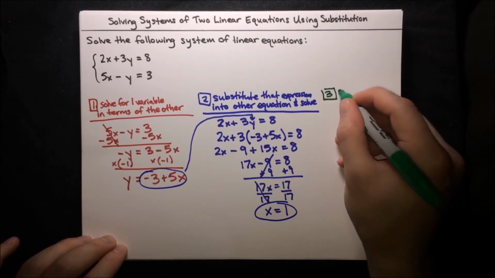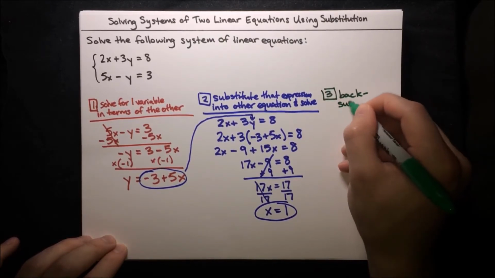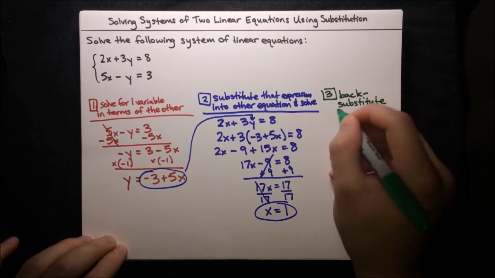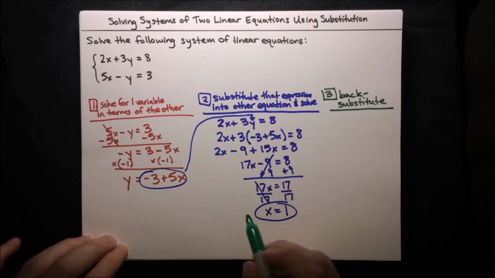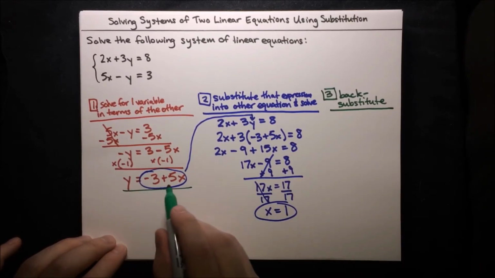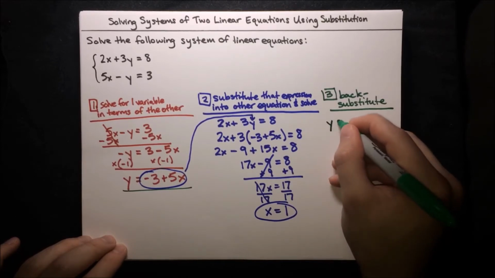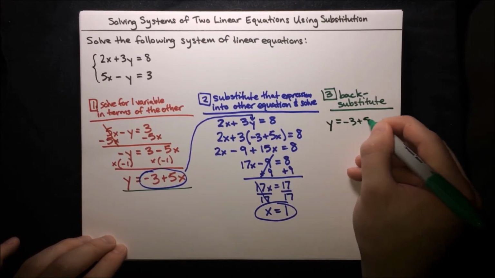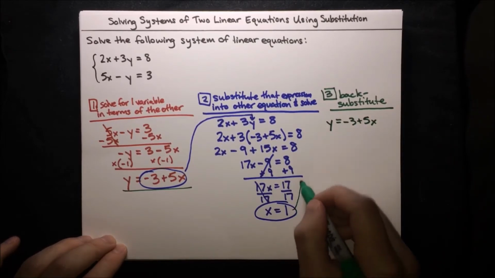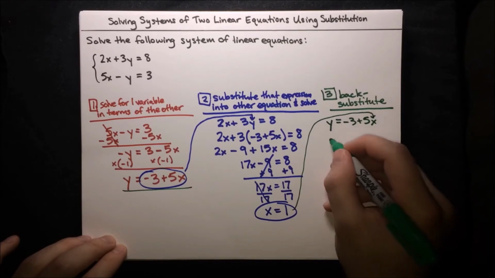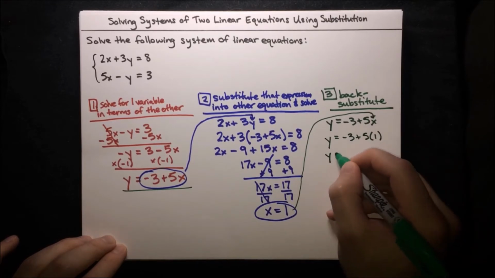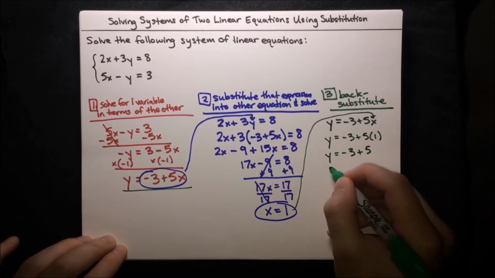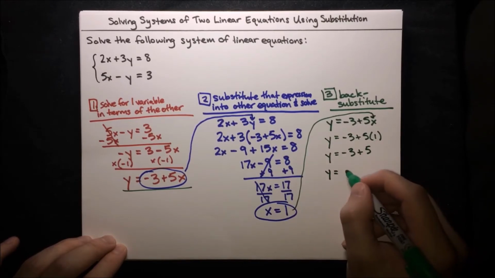Step 3 is to back substitute. And what that means is just to take that value that we solved, that x equals 1, and substitute that into one of the equations to find the value of y. Why don't we actually just take this equation right here, y equals -3 plus 5x, because that's already solved for y. So if we plug that solution into the x here, we can figure out what y is. So y just equals -3 plus 5 times 1, so y equals -3 plus 5, which means y equals 5 minus 3, which is just 2.